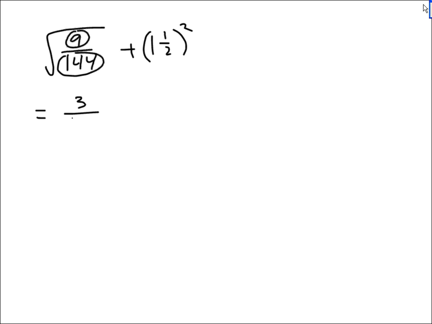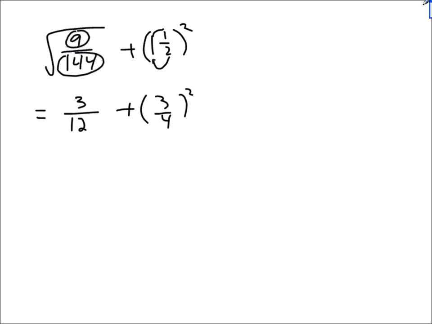Somebody asked you, what's the square root of 9 over 144 plus 1 and a half squared? Well, you should say the square root of 9 is 3. The square root of 144 is 12. 12 times 12 is 144. Plus, before I square, I have to have a fraction, not a mixed number. 2 times 1 is 2, plus 1 is 3.